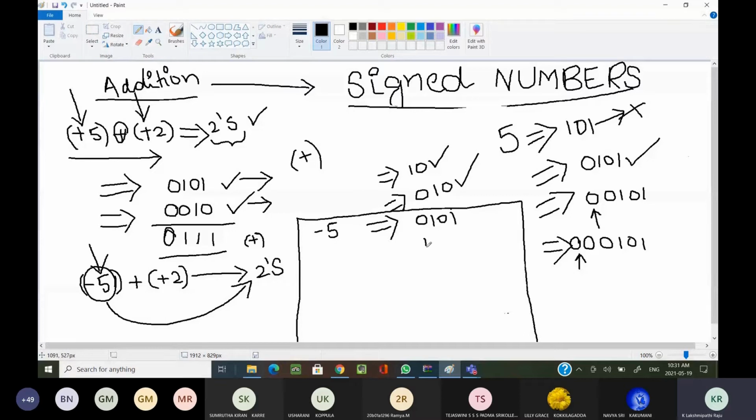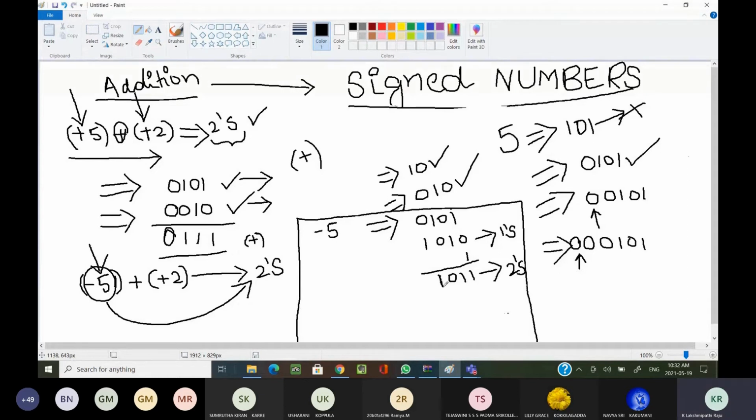Now I am calculating the 1's complement. 1 0 1 0 is the 1's complement of my 5. For this 1's complement, I am adding 1. Now I am going to get 1 0 1 1. This is my 2's complement of minus 5.